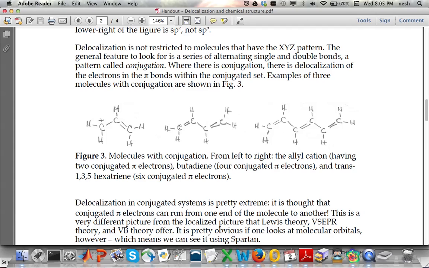The steric number on this carbon is 3, so that must be sp2. That must be sp2 for the same reason. sp2, sp2, sp2. So that's sp2 all across the board. And you can use the same logic to figure out what the orbital hybridization is on all those carbons, and it's looking to me like it's sp2 all across the board.